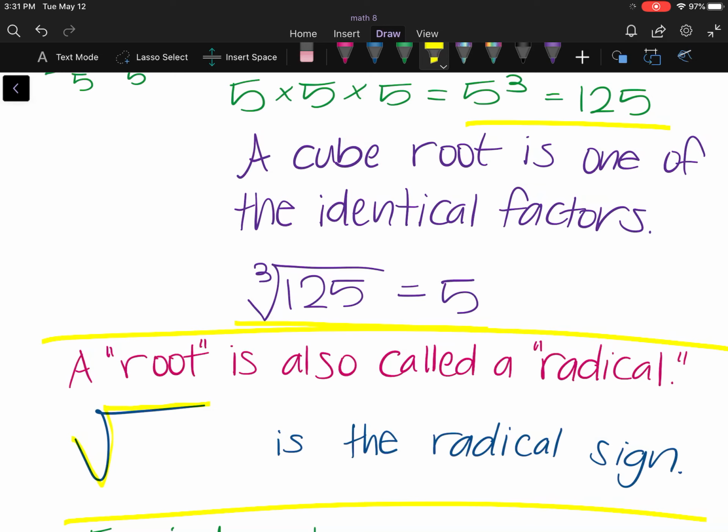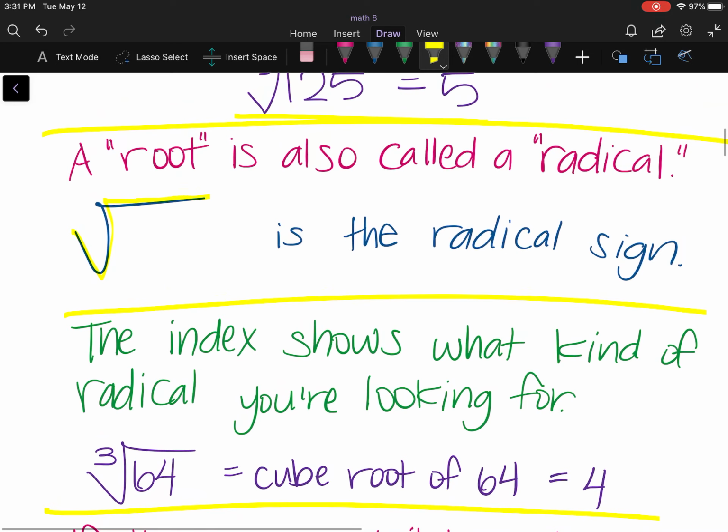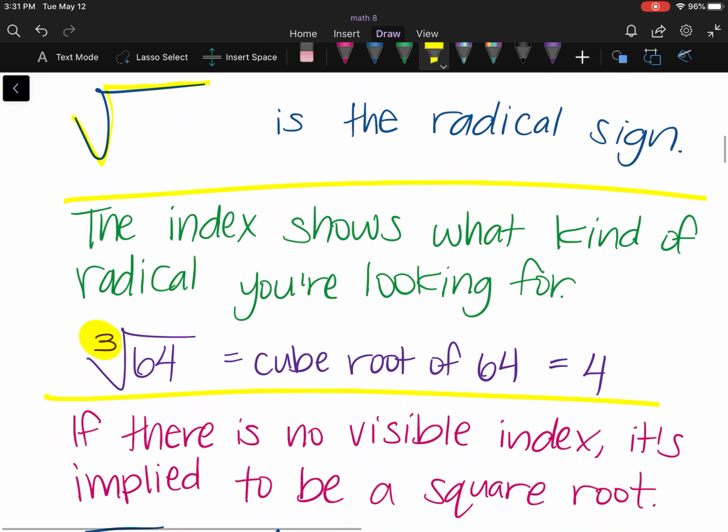A root is also called a radical, and this is known as the radical sign. The index shows what kind of radical you're looking for. That's the small number up high outside the radical sign. So this little 3 means that we're looking for the cube root, or third root. We're looking for the number that multiplied by itself 3 times gives you 64. The cube root of 64 is 4 because 4 times 4 times 4, or 4 cubed, equals 64.